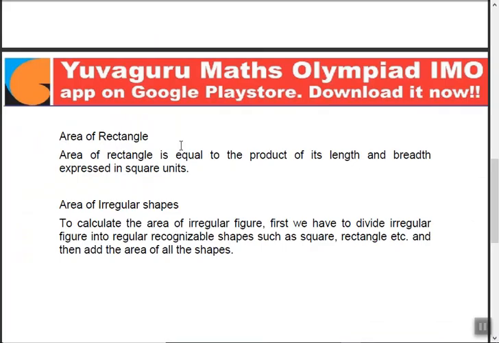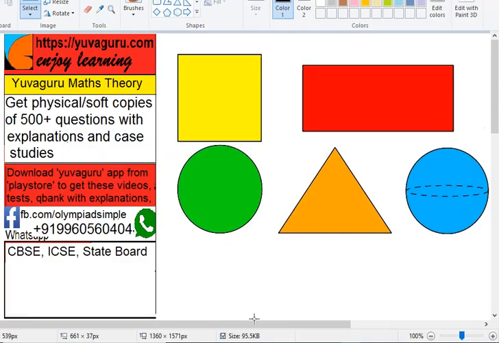Then area of a rectangle. Area of a rectangle is equal to the product of its length and breadth, expressed in square units. It means this is a length, this is a breadth. Just multiply length into breadth. Suppose the length is 10 and breadth is 2, then area will be 10 into 2, that is 20 square centimeter. Okay, that is the meaning of area. There are also formulae for area of a circle, that is pi r square, and area of a triangle, 1 upon 2 into base into height, but I don't think they are at this level. As you go higher, you will understand that.